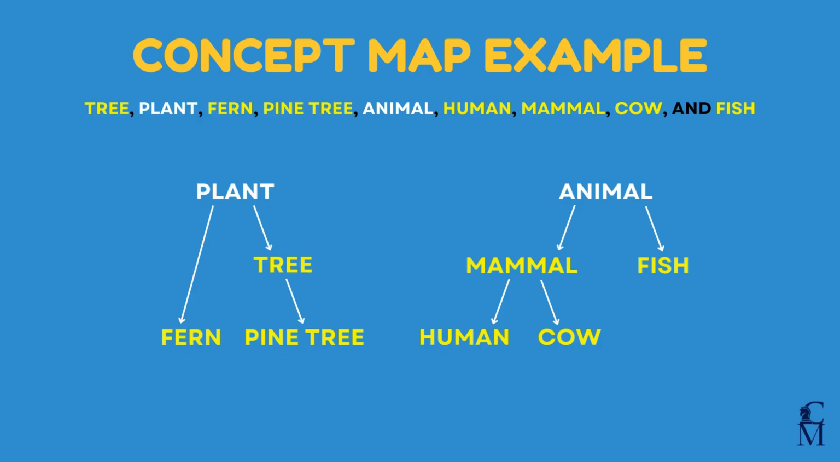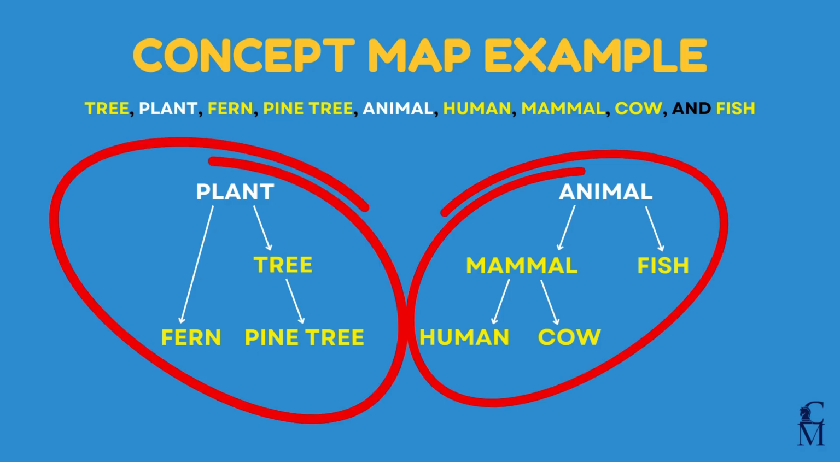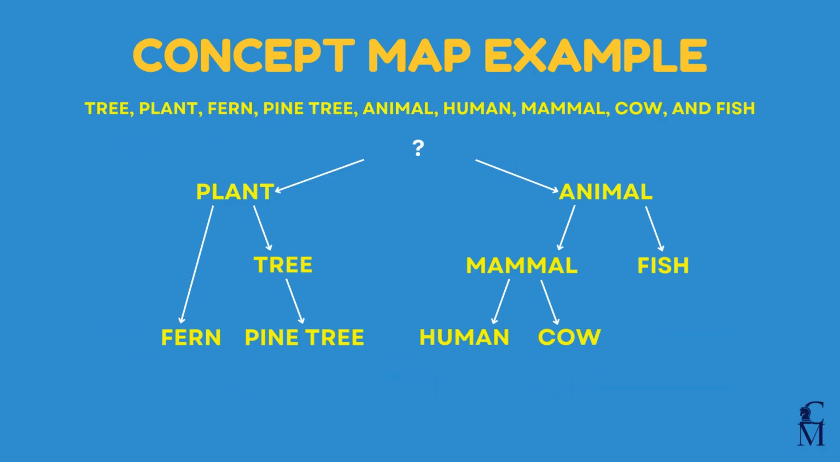The result is a map of how the various concepts on the list are related and not related to each other. Notice how there are two concept maps here. Can you think of a higher order category that you can use to combine the two concept maps? How about the higher order category of living thing? If we add this category to the list, then it would combine the two concept maps, since both plants and animals are kinds of living things.